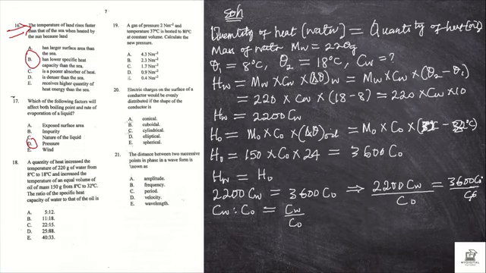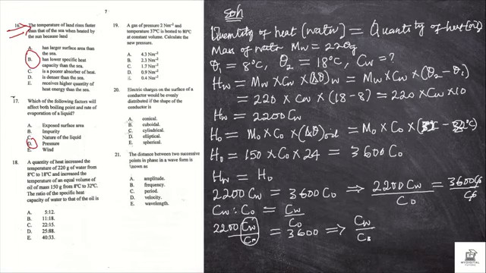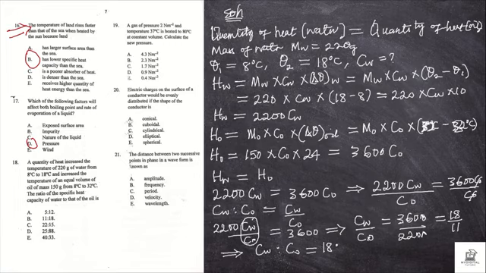So we cancel this C_o. We'll be left with 2,200 C_w all over C_o equal to 3,600. So for us to get this one, you divide both sides by 2,200. So C_w all over C_o will be equal to 3,600 divided by 2,200, and when you do that, that will be equal to 18 all over 11. Are we together? So this implies that C_w ratio C_o is equal to 18 ratio 11.